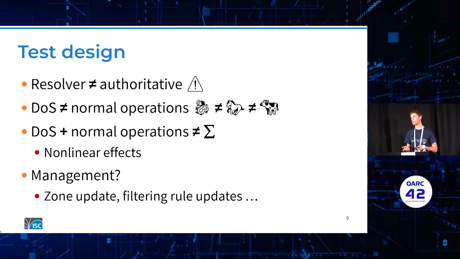Also, depending on the particular deployment, it might be important to measure the impact of management operations. For example, if you are a big hoster and you add and remove DNS zones at runtime while the clients are sending queries to you, it's important to try to test this scenario as well, because these super specialized operations might also have interesting nonlinear effects on the behavior of the server.